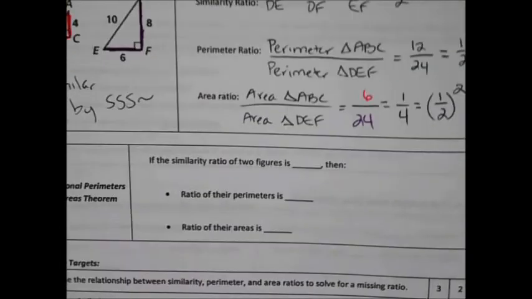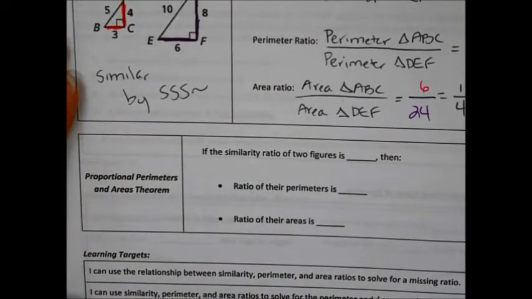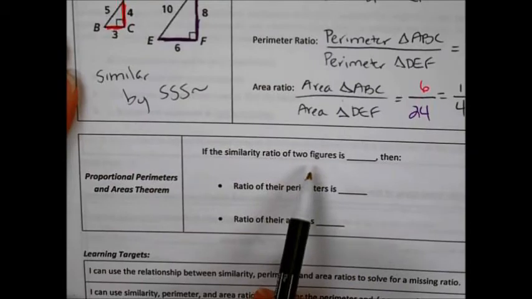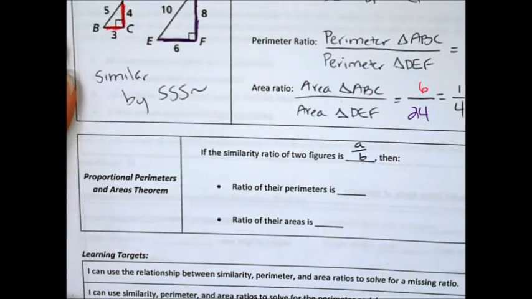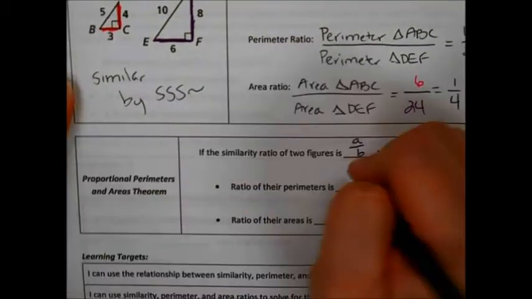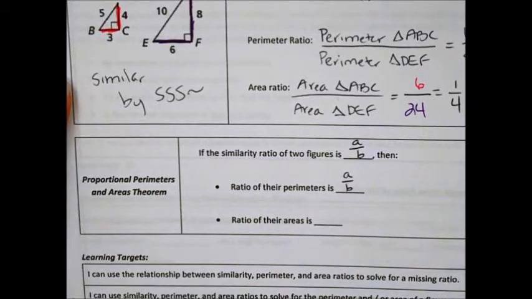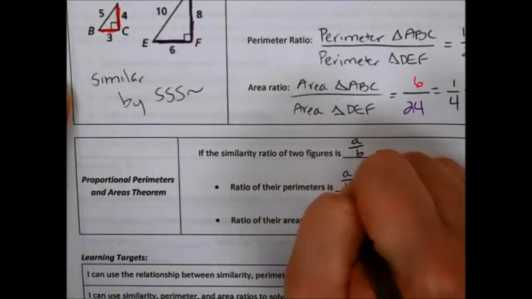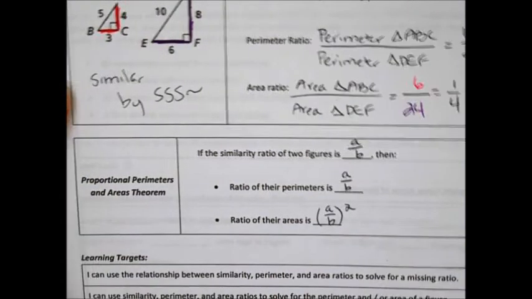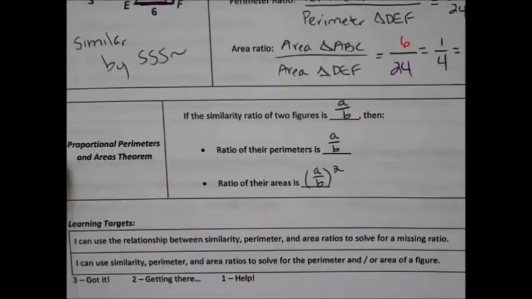But let's jot these down just as, not formulas, but quick things for us to check and remind ourselves later. So if the similarity ratio of two figures is A to B, I'm going to say A over B, then the ratio of their perimeters is also A over B. So that's nice and easy because they're the same. And the ratio of their areas is A over B squared. So you take their similarity ratio or the ratio of their perimeters and square it, and you get the ratio of their areas. Simple enough, right? Now it's just a matter of using some proportions and solving them like we were before.